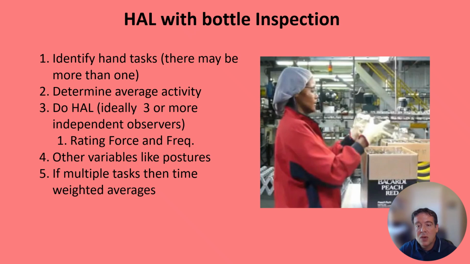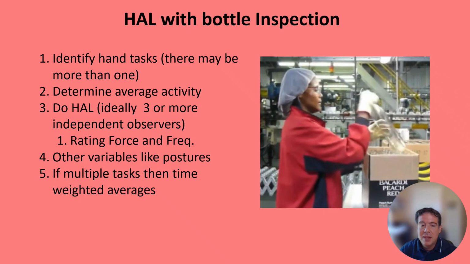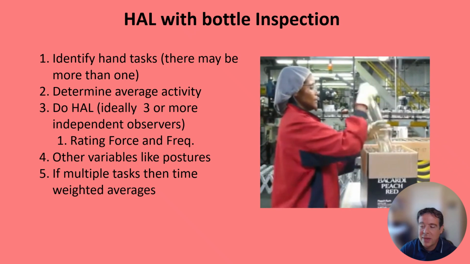And then at the end, you consider whether there are other postures involved, awkward postures. You might actually increase the TLV if there are sustained awkward postures. And then lastly, that multitask. We'll go through an example of a multitask, but you could do a time-weighted average with that. So let's do an example. Oh, here's what they're doing for that.